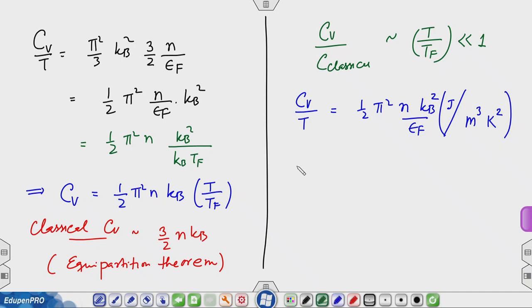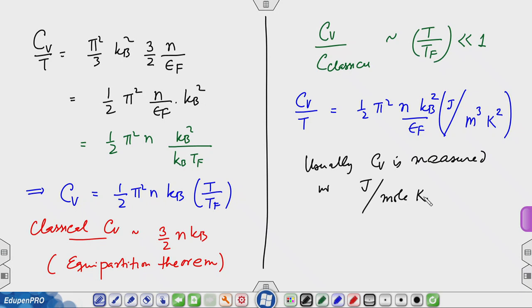Usually Cv is measured in joule per mole K. So, instead of this N, we will use N Avogadro. That will give you Cv over T per mole. So, let us do that.